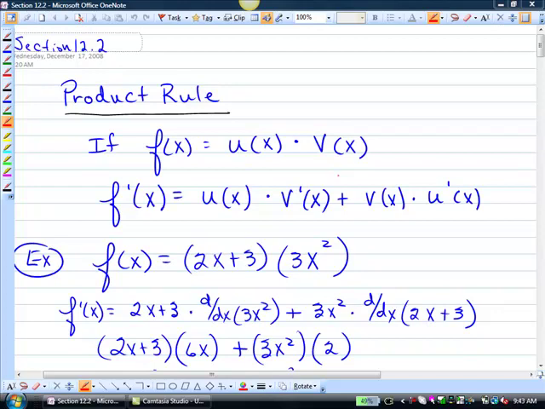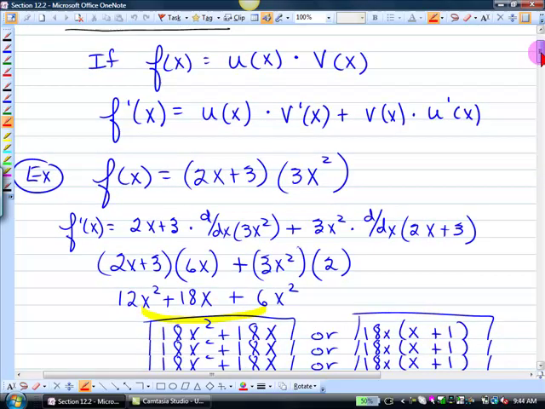And the product rule says f prime of x is equal to u of x times v prime of x plus v of x times u prime of x. In plain old English, it's the first one times the derivative of the second plus the second times the derivative of the first. Order doesn't really matter with products because they're being added, so if you did it backwards, it wouldn't hurt you. When we get to quotients, order will matter. But for these, it doesn't. So let's see what it looks like with an example.